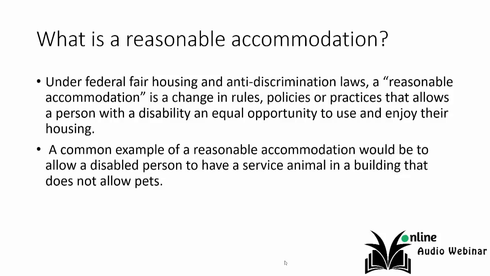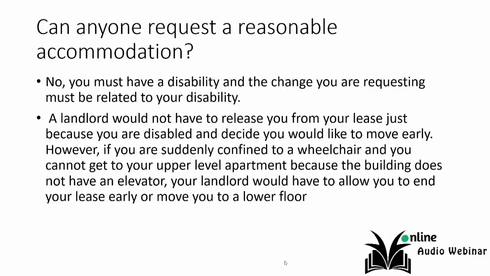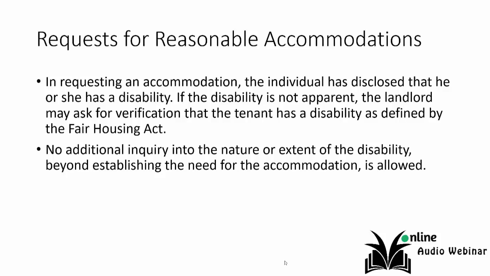Under federal housing and anti-discrimination laws, a reasonable accommodation is a change in those rules or policies or practices. You can also request a reasonable modification. This is the structural or physical change in the unit or building. Can anyone require this? No, you have to have a disability. That's the key ticket that you have to have. Now, what is reasonable? The action requested by the person with a disability does not cause an undue financial burden on the landlord. In requesting an accommodation, the individual has disclosed that he or she has a disability, and if that disability is not apparent, then you as a landlord can ask for verification.